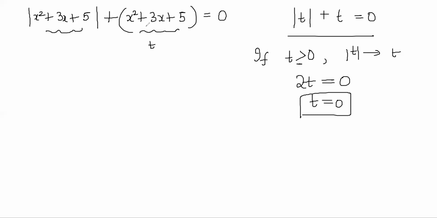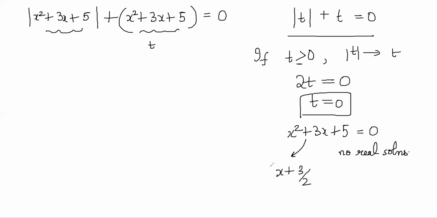Does that equation have any solutions? X squared plus 3x plus 5 is equal to 0 will not have any real solutions because the discriminant is 9 minus 20, which is negative. Or you can also say that it is x plus 3 by 2 whole square plus 5 minus 9 by 4, so 11 by 4, which is always greater than 0. It can never be 0, no?